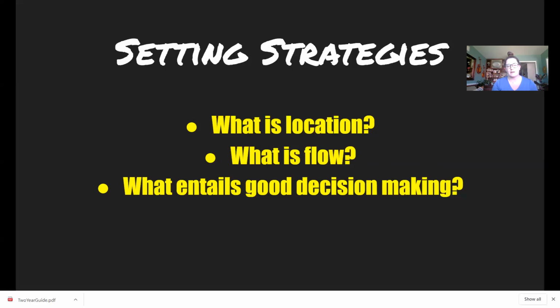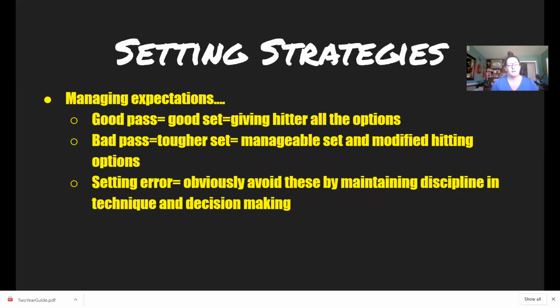What entails good decision making? We already unpacked that a little bit in terms of who do you set and why. But again, that all comes into play based on the situation, based on the personnel, and ultimately setting the right set to the right hitter at the right time to earn a point. So, tough job for you setters, but again, one of the few ways we actually can score in volleyball, so super important.